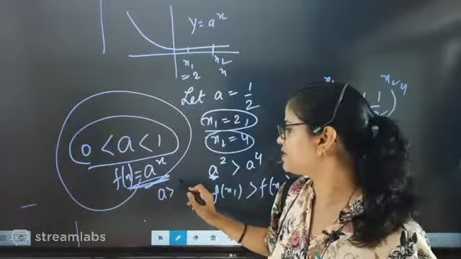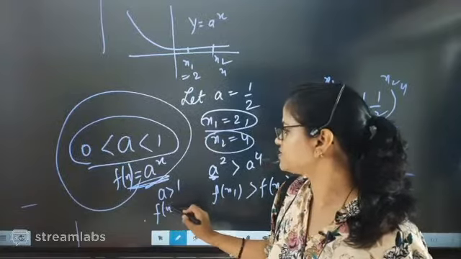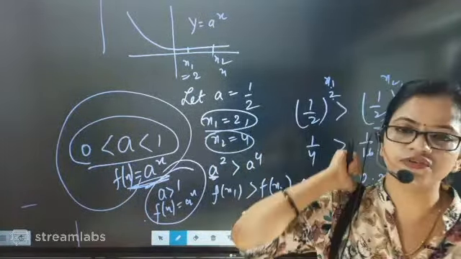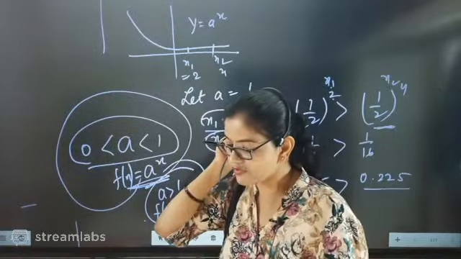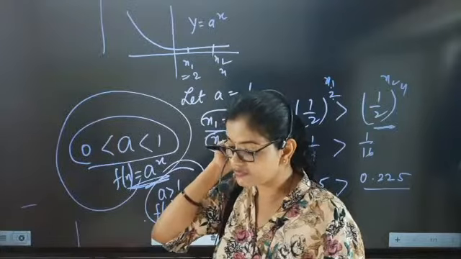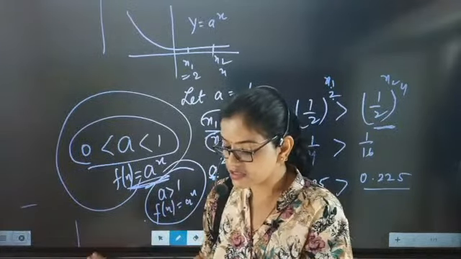But when a is greater than 1, then f of x is equal to a to the power x, and this is an increasing function. So you have to see the curve and then decide, beta. By seeing the curve you have to decide whether it is increasing or decreasing.